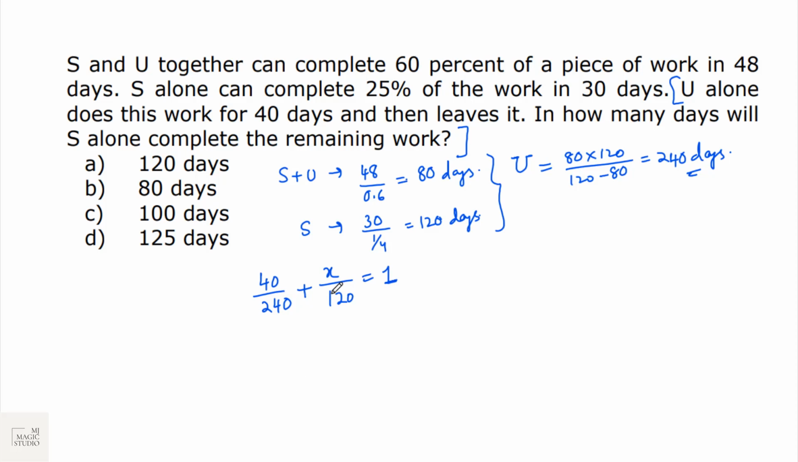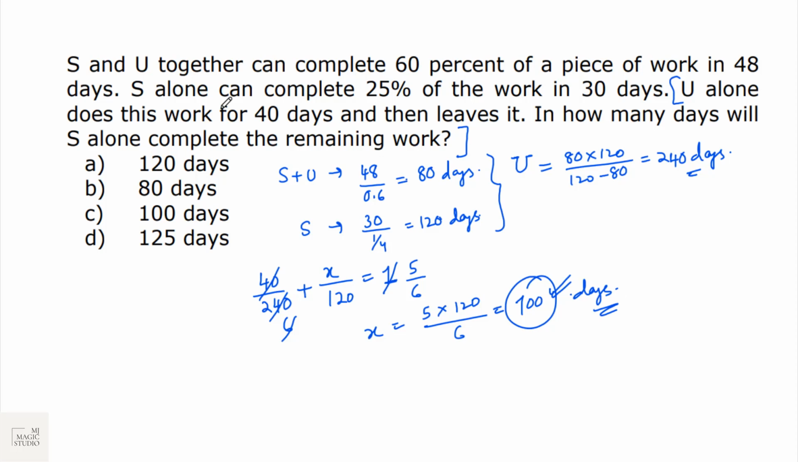That's it. You can work with fractions and continue. This is 1/6, so work left is 5/6. So X equals 5 into 120 by 6, that will be 100. So if U works alone for 40 days and leaves, S alone will complete the remaining work in 100 days.